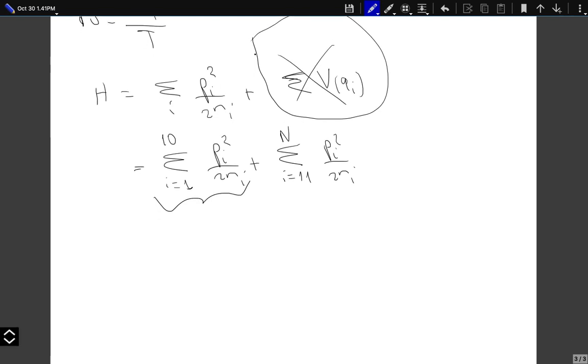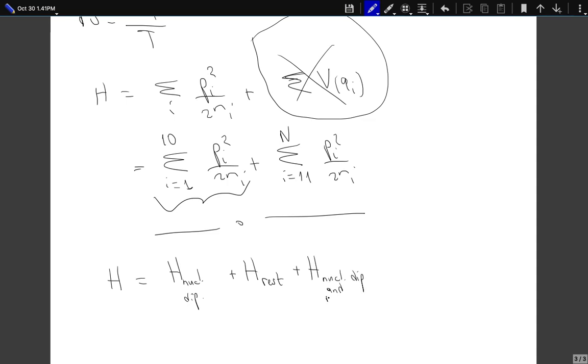Well, let's see what is done in the book. We have the Hamiltonian. There are some terms which describe the dipoles of the nucleus interacting with the external magnetic field. There are terms describing the rest of the degrees of freedom of my system. Let me just say nuclear dipole. Plus there is the nuclear dipole and rest interactions.